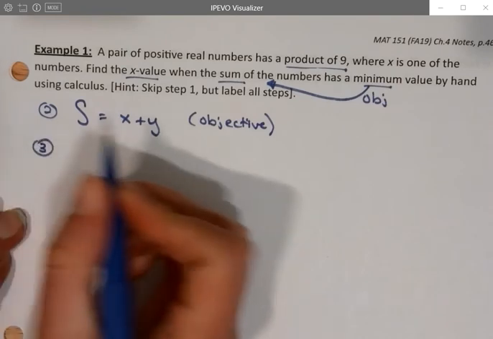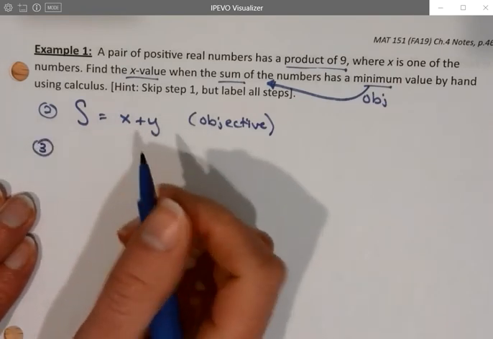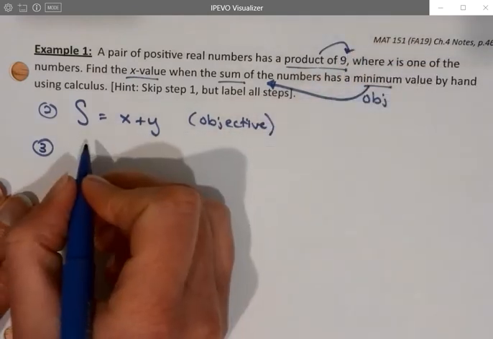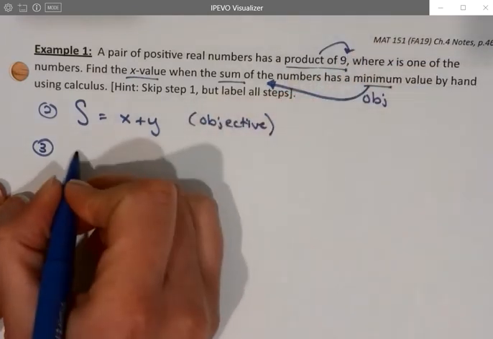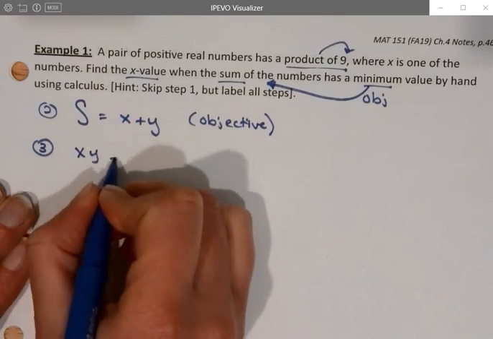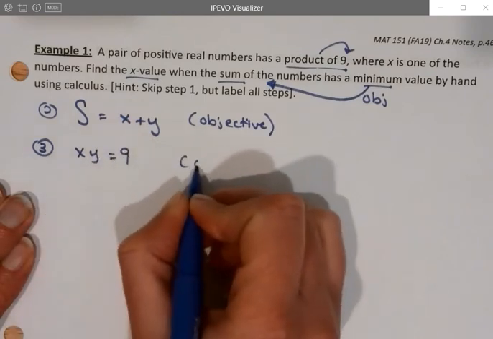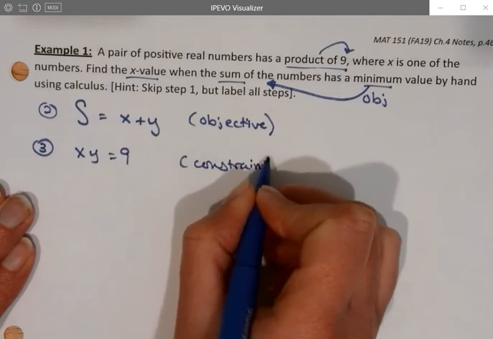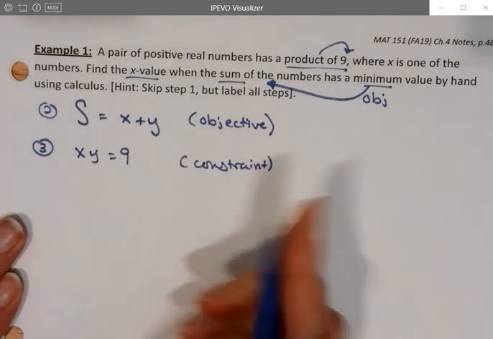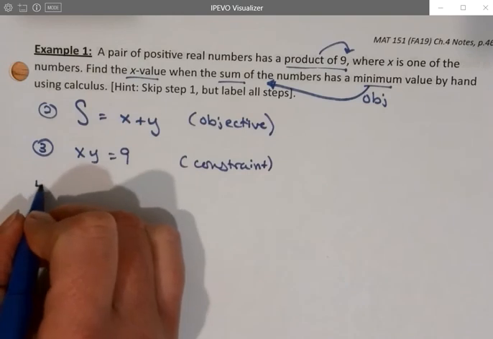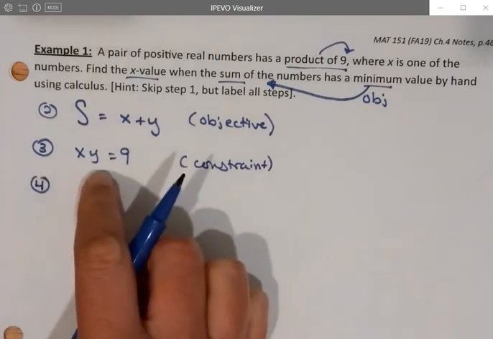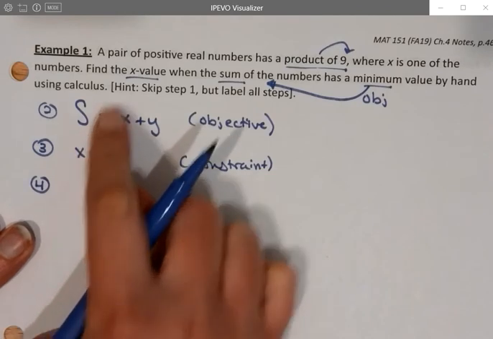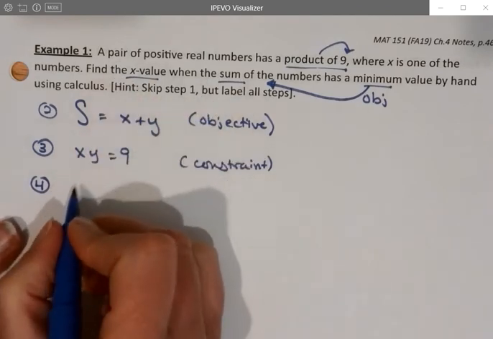So the next step, step 3, is writing a constraint function. That's where this product of 9 comes into play. So that's the product of the two numbers, so that means that x times y is 9. That's our constraint. And so now that I have my constraint function, in step 4, I can use the constraint to get rid of a variable in the objective function. I want to keep x because x is my goal, so we're going to solve for y.